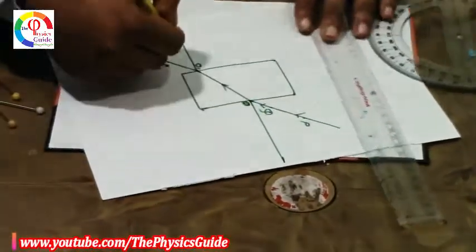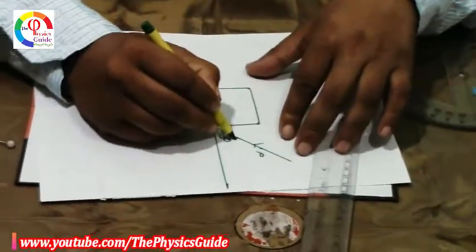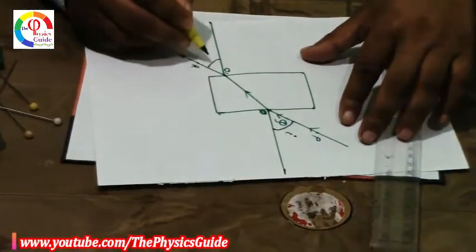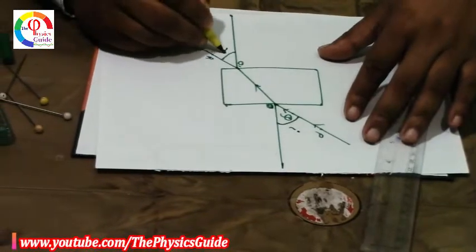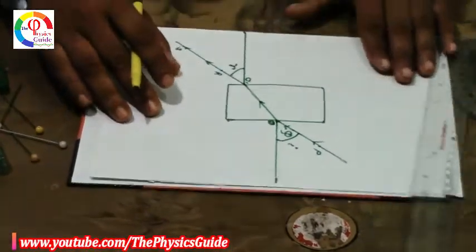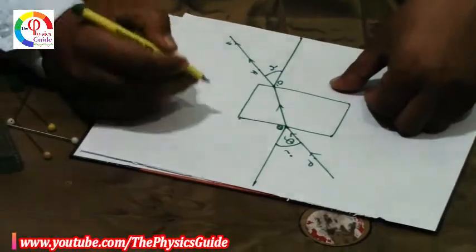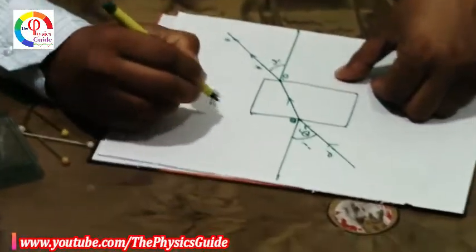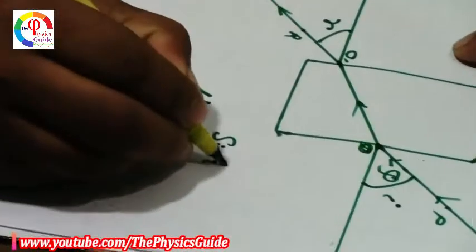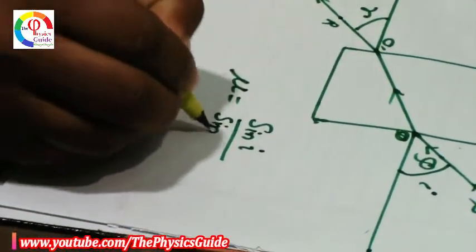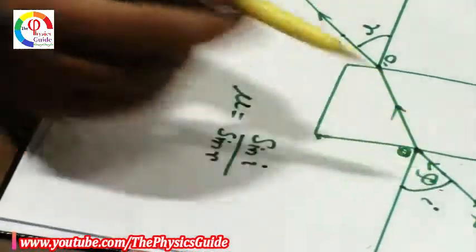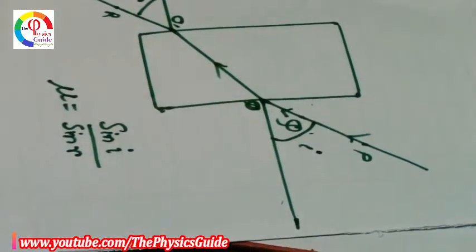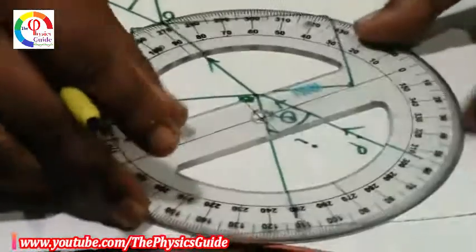So these are the 2 perpendiculars, and this angle is called the incident angle and this angle is R, the refraction angle. So we are going to find out the refractive index. From Snell's law, mu, that is the refractive index, equals sin I by sin R, where I is the incident angle and R is the refraction angle. So measure I with our protractor.